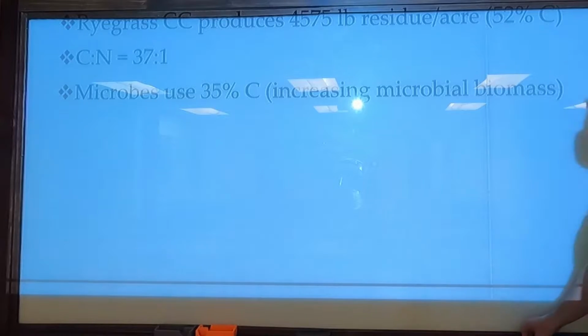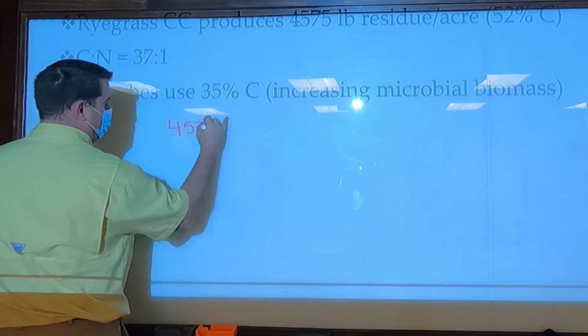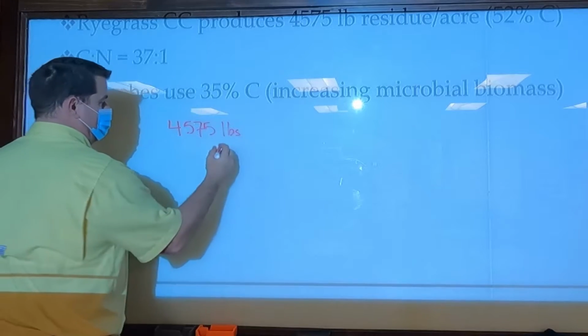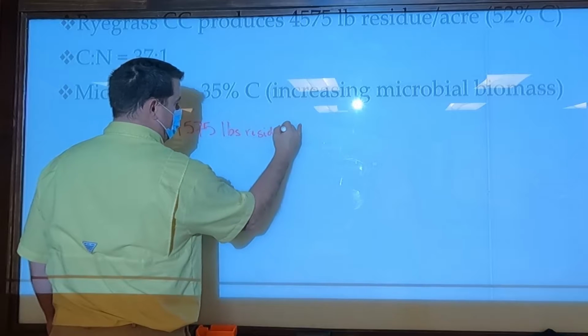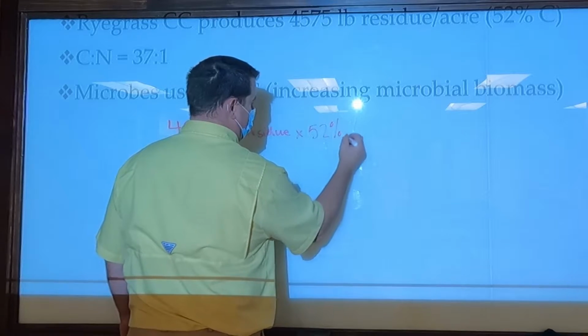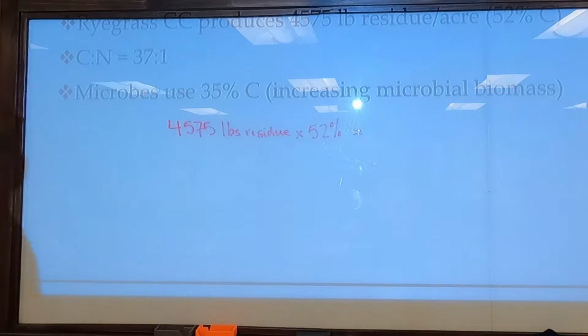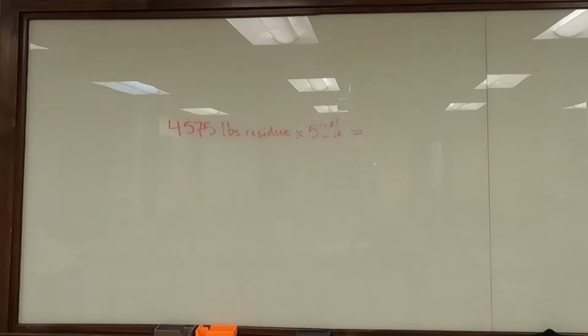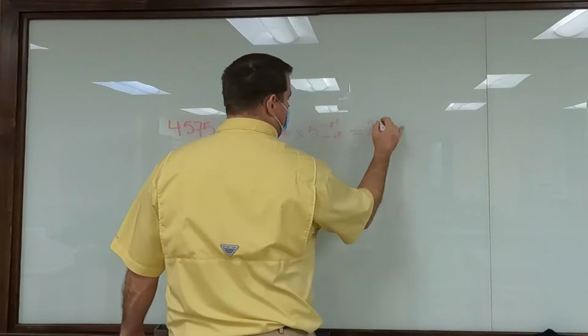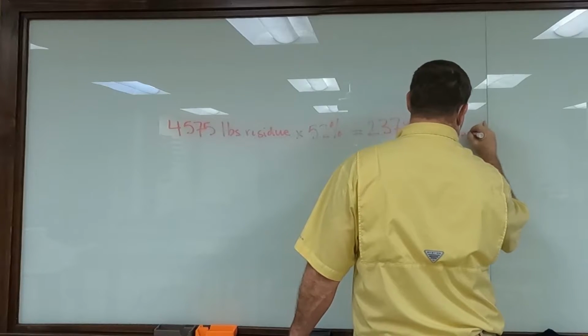So first you multiply the pounds by the percentage. So this is 4,575 pounds of residue. That's 52%. Equals 2,379 pounds of carbon in the residue. So 2,379 pounds. This is C residue.